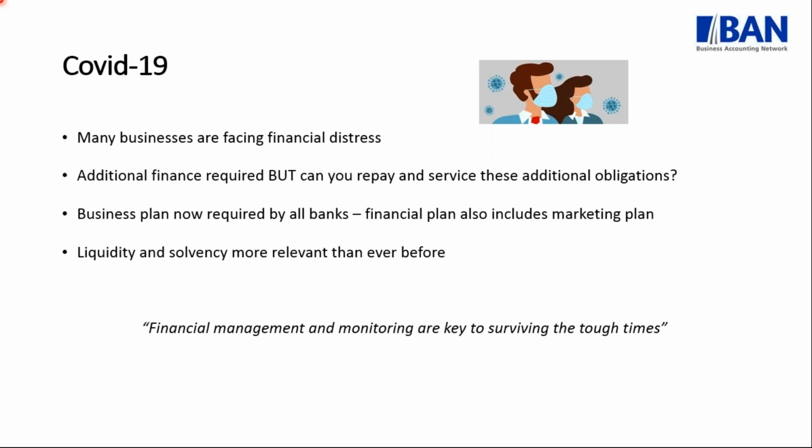If you do go to the bank and you're looking for additional financing, a business plan is now required by all the banks. And this includes not only the financial plan, but a marketing plan as well. The banks want to see how you are going to trade out of this difficult time. And so it's very important right now, crucial even, to get a 12-month forecast in place so that you can see at least 12 months, even more if you can, to see where your business is going and how you can actually improve the financial health if you are finding that you are in financial distress.